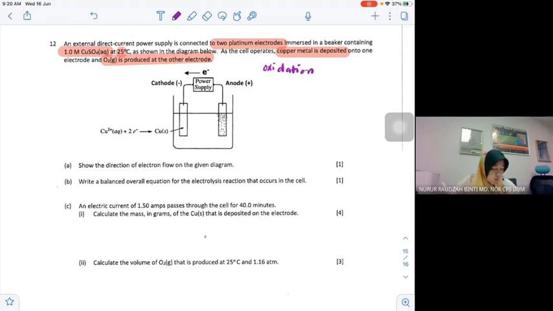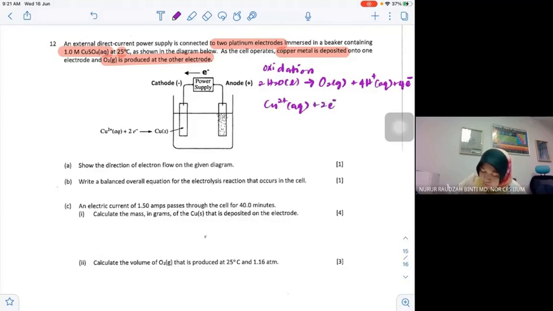This is when H2O is oxidized, with the equation 2H2O liquid reacting to turn to oxygen gas with 4H plus aqueous and 4 electrons. This is the equation of the reaction that happens at the anode. I just rewrite what happens at the cathode: Cu2 plus aqueous reacts with 2 electrons, then it turns to Cu solid.